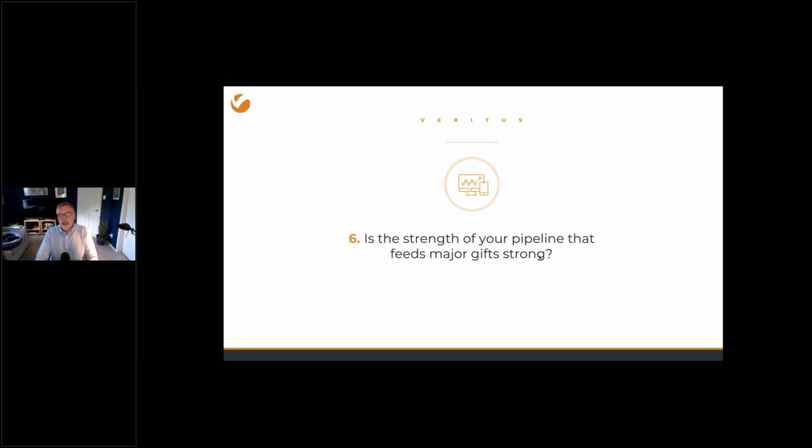6th, is the strength of your pipeline that feeds major gifts strong? So do you have a mid-level program? Do you have mid-level officers? Do you look at how to take a donor who comes in as acquisition and make it as easy as possible for that donor to reach major gifts and planned giving? And what does that look like in your donor file? Most nonprofits have yet to start developing their mid-level programs. Some are starting to do it, and that's great news because we're working with some of them doing that.